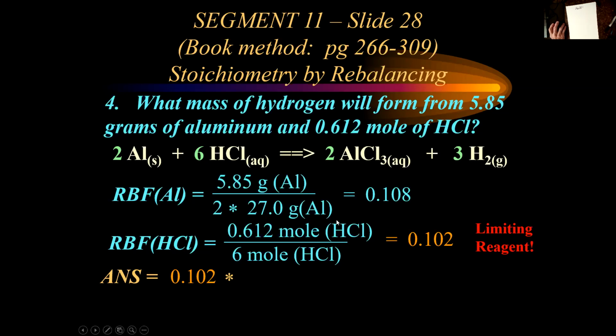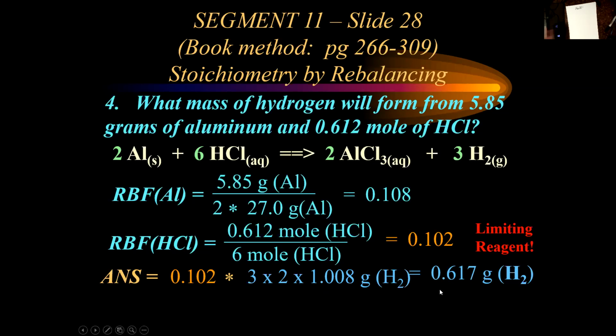And so the amount of hydrogen that you would make in grams, it said what mass. The equation is showing 3 moles. Each mole of hydrogen gas has 2 hydrogen atoms, and the atomic weight of hydrogen is 1.008. I'm going to write it like that so I know I have this coefficient taken into account, as well as the atomic weight of hydrogen. There's my answer, 0.617 grams of hydrogen. So that's how much you would get in this limiting reagent problem.